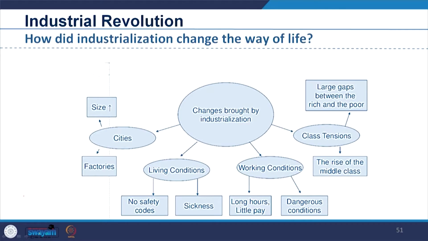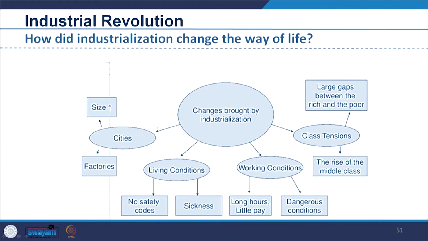Industrialization also increased the working hours of laborers with less pay under dangerous circumstances. These increased the tension in the classes, where there were middle class people who were economically growing, and there was a large gap between the poor and the rich, meaning the rich were getting richer and the poor were becoming poorer and unhealthy. Here you see in this diagram how the way of life was changing in this period.